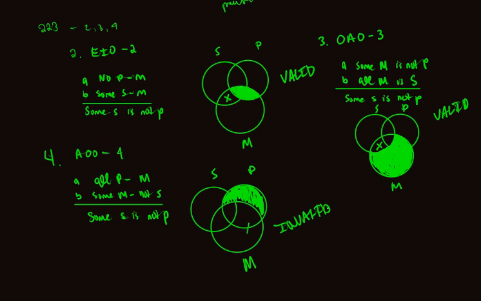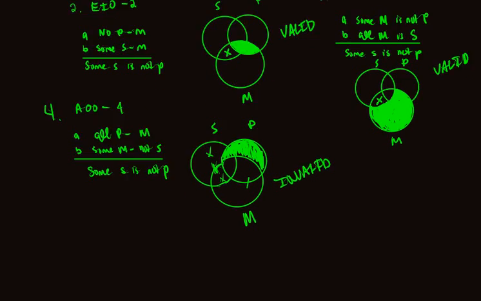For some S is not P to be in this picture, you would need some S over here or over here that's not a P, or even on the line would be fine, like either here, here, or here, and we just don't have that, so that's why this is invalid. So let's go on to the next part.